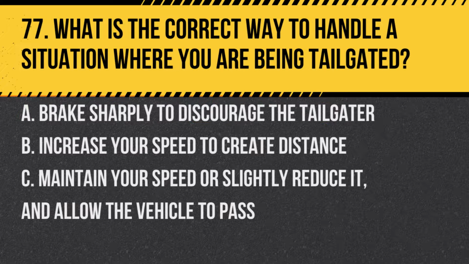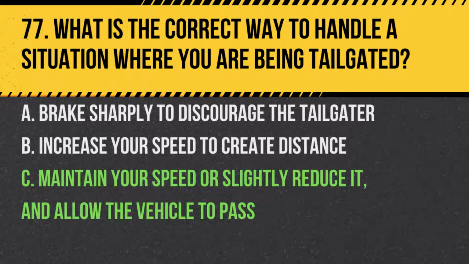Question 77. What is the correct way to handle a situation where you are being tailgated? A. Brake sharply to discourage the tailgater. B. Increase your speed to create distance. C. Maintain your speed or slightly reduce it and allow the vehicle to pass. Answer: C. Maintain your speed or slightly reduce it and allow the vehicle to pass. Keeping calm and allowing tailgaters to pass can prevent accidents.